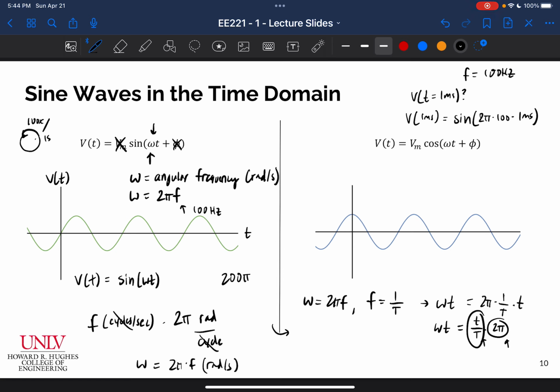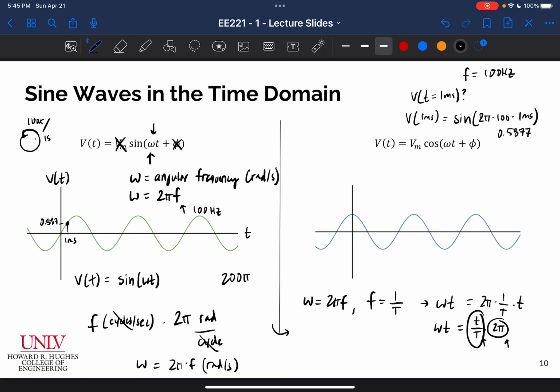Make sure my calculator is in radians, of course, because I'm looking at radians. So let me just do that. 2 pi times 100 times 0.001. And now I'm going to take the sine of that value. And I get 0.5877. And so that would be the height of my sine wave, right about here. Let's just say 0.587 at 1 millisecond, okay?